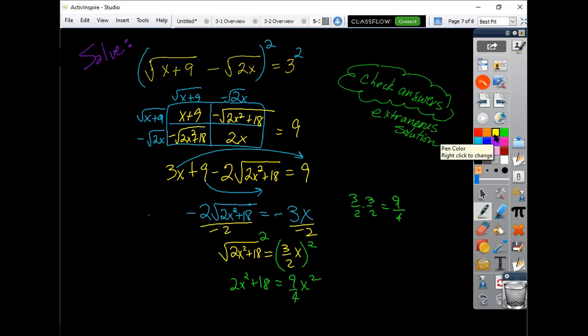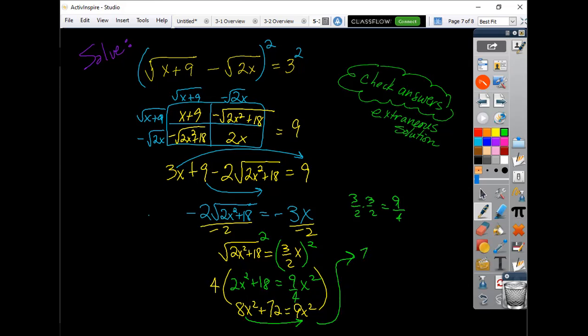So if I multiplied everything by a 4 right now, both sides of the equation, that would give me 8x squared plus, I think that's 72, equals this 4 times here cancels that, leaving 9x squared. Now subtract 8x squared to the other side. Holy smoly. That's going to leave that 72 on the left. And 9x squared minus 8x squared is an x squared. And my final answer, almost.